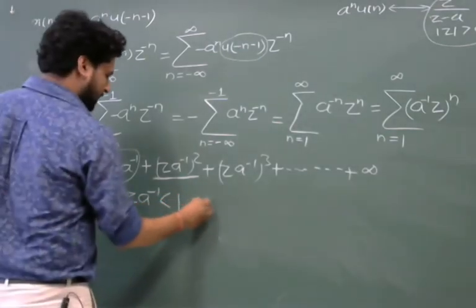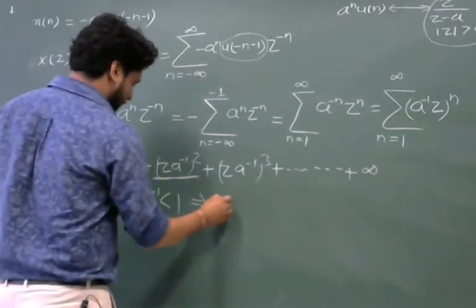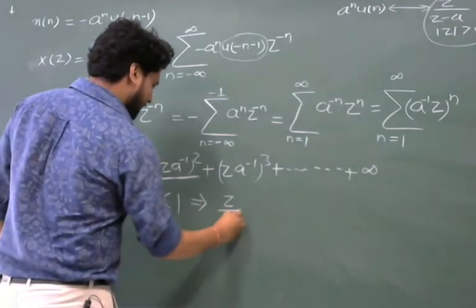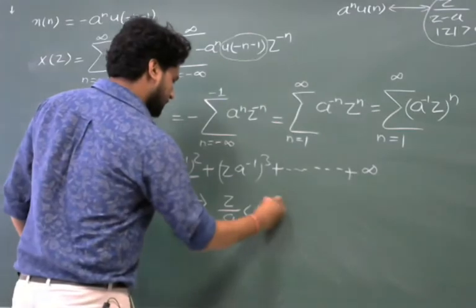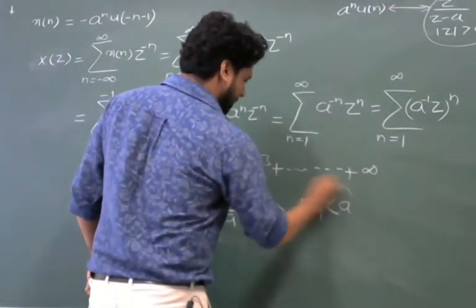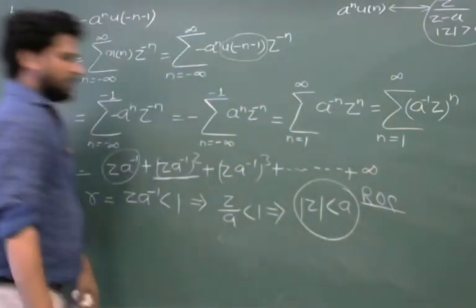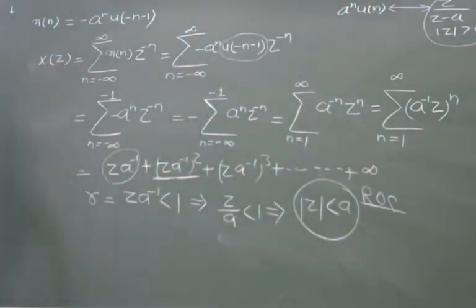So from here we can find the region of convergence of this z transform. This will be mod of z by a should be less than 1, which implies that mod of z should be less than a. This is the region of convergence for the given sequence x of n.